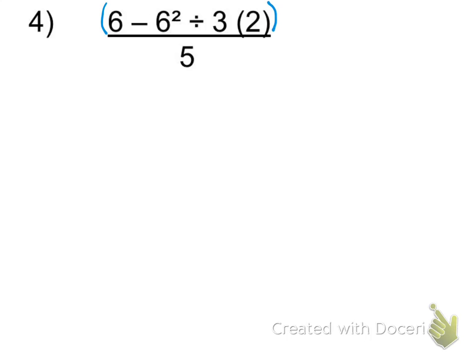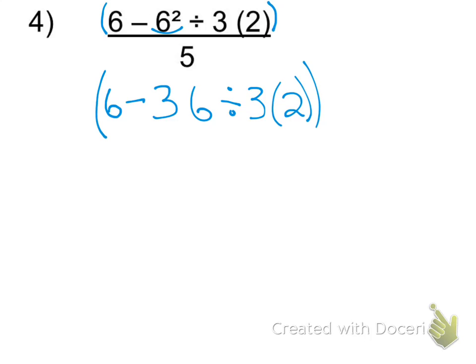So on the top, where should I start? 6 times 6 because we have 6 squared. Good. What is 6 times 6? So we have 36 divided by 3 multiplied by 2. Again, if you want to put a big set of parentheses to just remind yourself, like, hey, we got to focus on this first, you can.